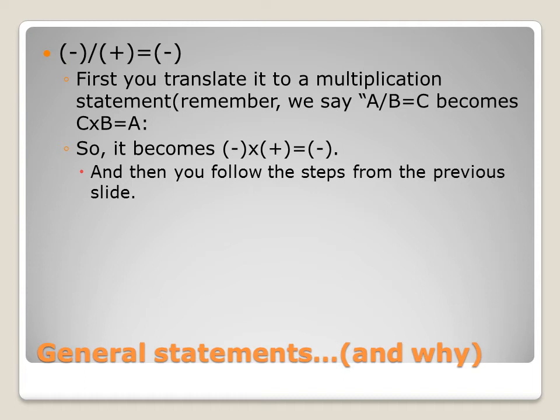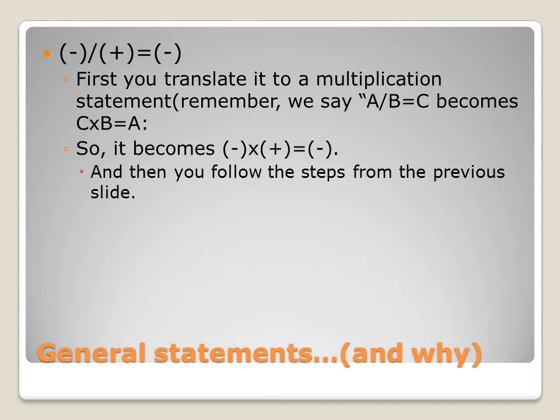And finally, a negative divided by a positive is always negative. We go about the proof of this with the same process. So first we translate into a multiplication statement. Our A is negative and our B is positive. Our C is this other negative. So that becomes negative times positive equals negative.